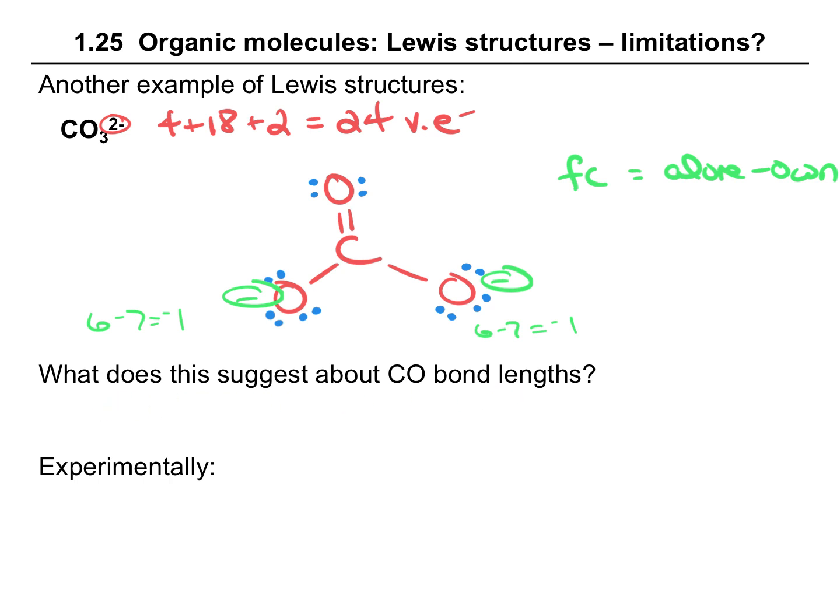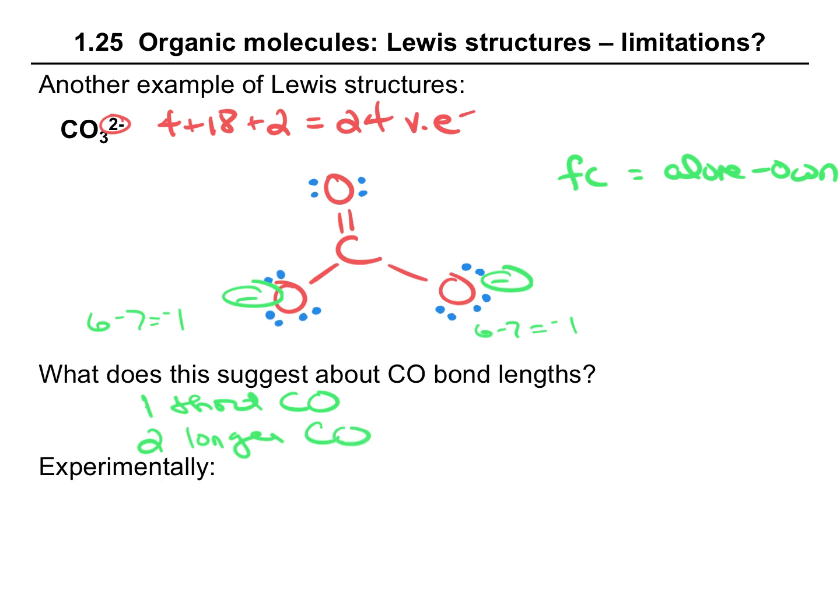Looking at the structure, what does this suggest about the carbon-oxygen bond lengths? Well, if you can try to imagine having a single bond sharing 1 pair of electrons is going to be weaker and longer than having a double bond sharing 2 pairs of electrons. These atoms are going to be held closer to each other, so we would have a shorter bond length. So this suggests that we're going to have 1 short carbon-oxygen bond and 2 longer carbon-oxygen bonds.